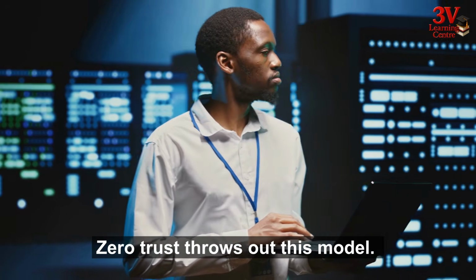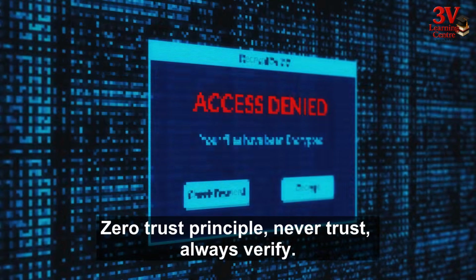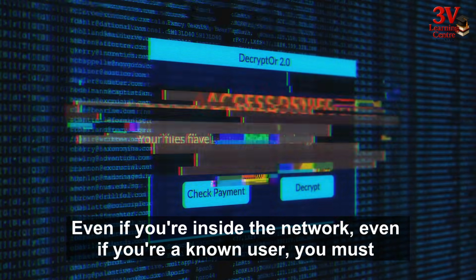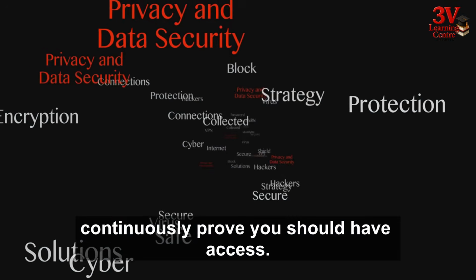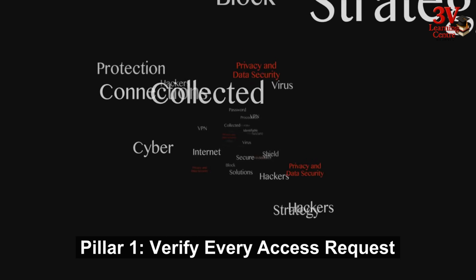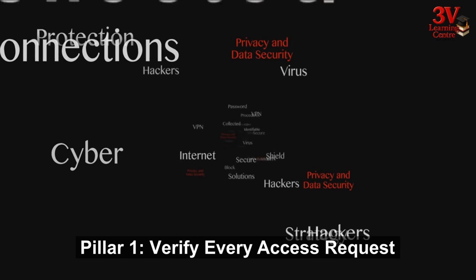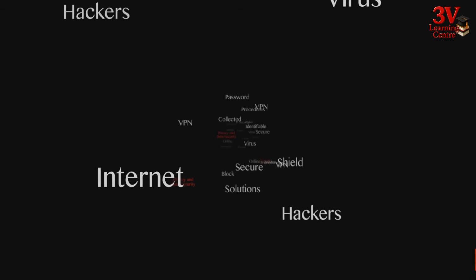Zero trust throws out this model. Zero trust principle. Never trust, always verify. Even if you're inside the network, even if you're a known user, you must continuously prove you should have access. 3 pillars of zero trust. Pillar 1. Verify every access request. Don't assume anything. Verify. Who is requesting access?